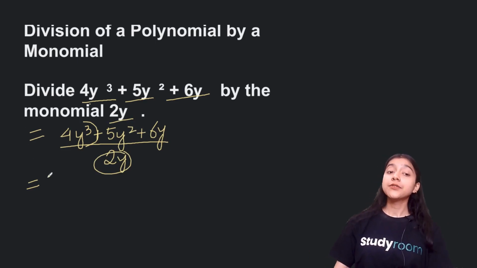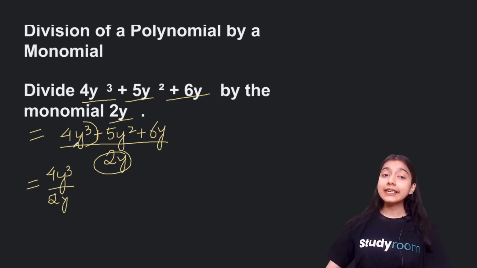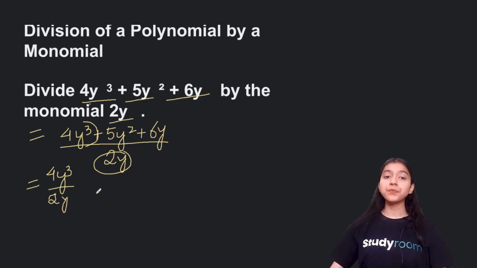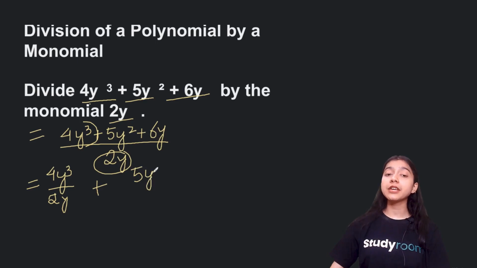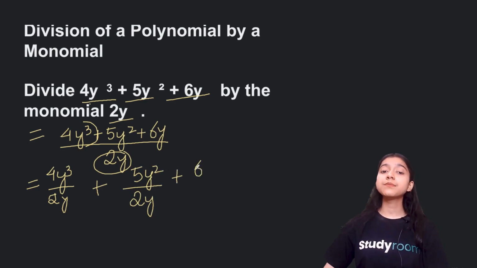I'll explain. First, what you have to write is 4y cubed divided by 2 times y. Because this entire term is divided by 2 times y, it means that each of the terms is getting divided by 2y. So I have taken the first term 4y cubed and divided it by 2y. Now I'll give an addition sign, and then the second term I have is 5 times y square. Again it will get divided by the denominator, that is 2 times y. The third term that I have is plus 6 times y. It will again get divided by the denominator, that is 2y.